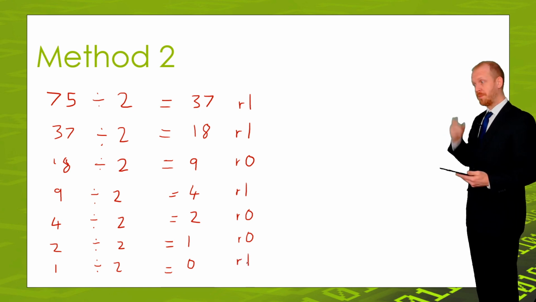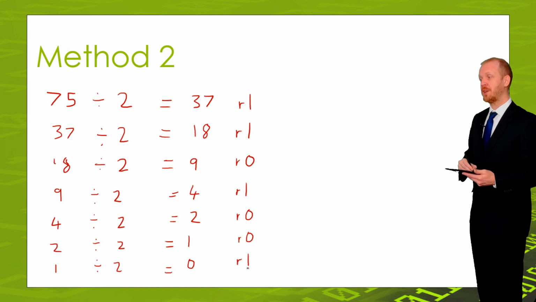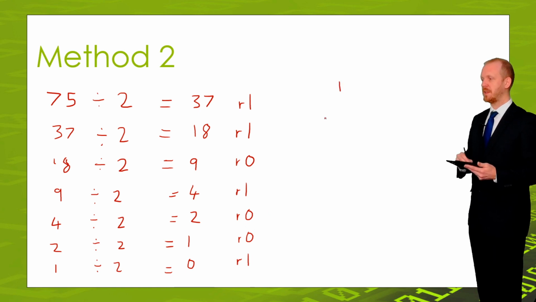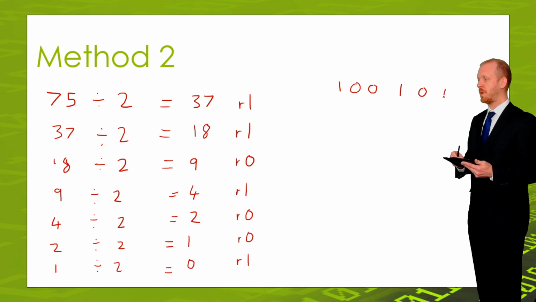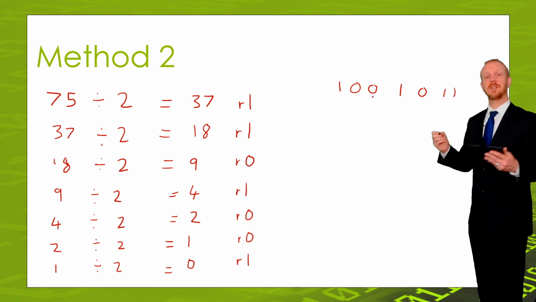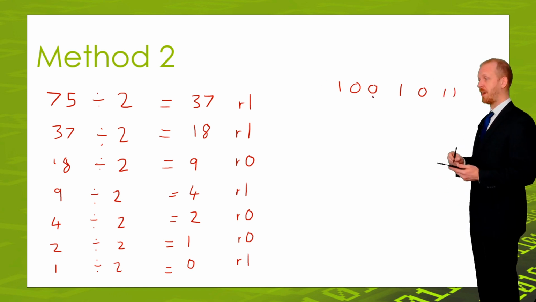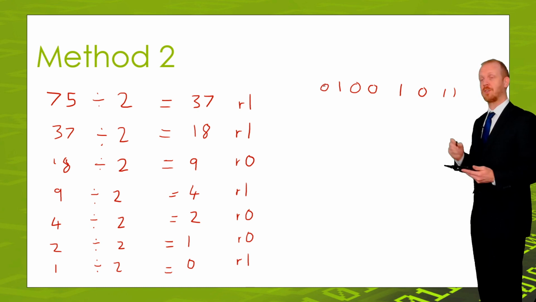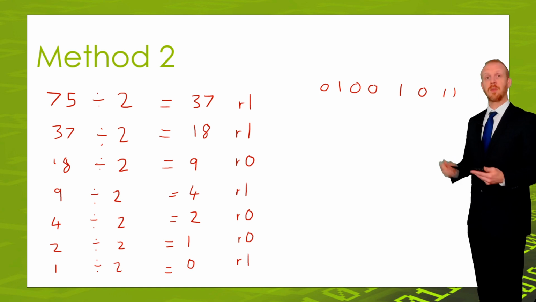So when that's done, you take your remainders and you read from the bottom upwards. That's the bit that people get confused by. You don't read from top down, you read bottom up. So first you take that 1, then you take that 0, then that 0, then that 1, 0, 1, 1, and that's the binary. That's the binary for 75. There's only 7 bits there, so we can add a leading 0 if we wanted to perfectly match the one we worked out previously, but that's our answer.